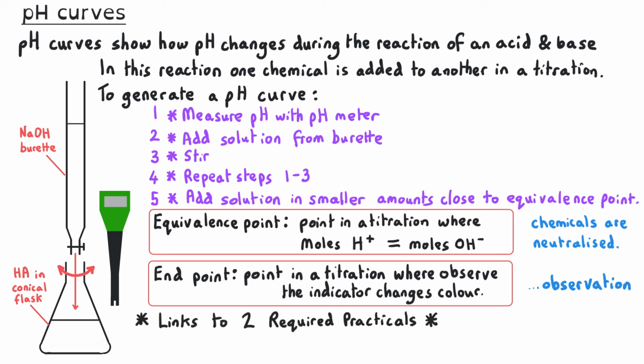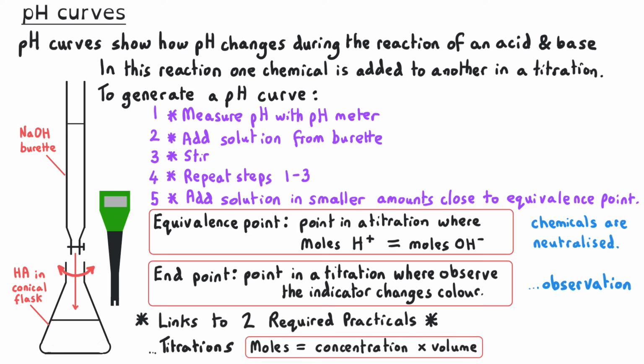This topic is really important because it has links to two required practicals, or the practical assessed groups, depending on which course you are following. Firstly, in the titrations required practical, you need to be able to perform titration calculations and describe how to do a titration in the way that you learnt in the amount of substance topic. And in the pH curves required practical, you need to explain in great depth how you generate the pH curve itself. I go into greater depth about both of these in separate videos.